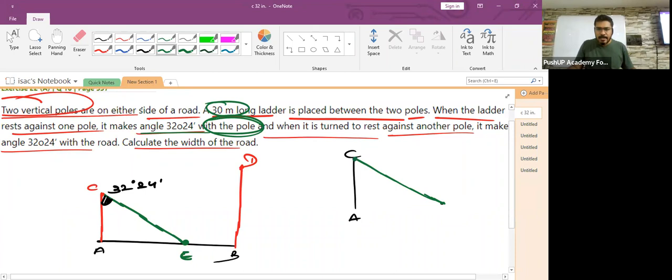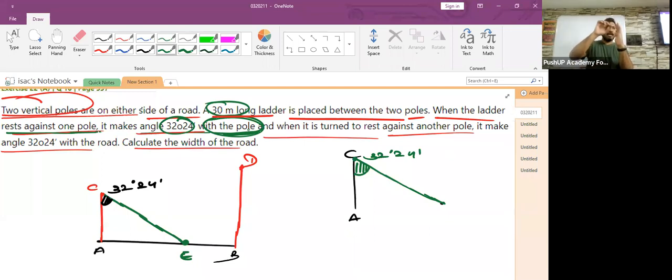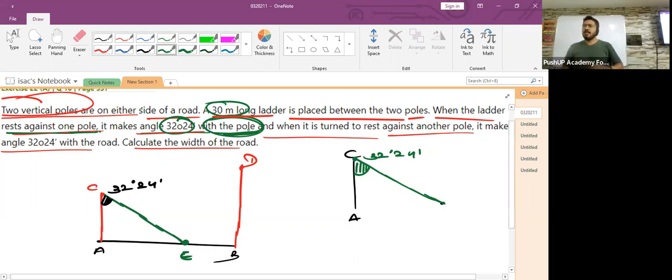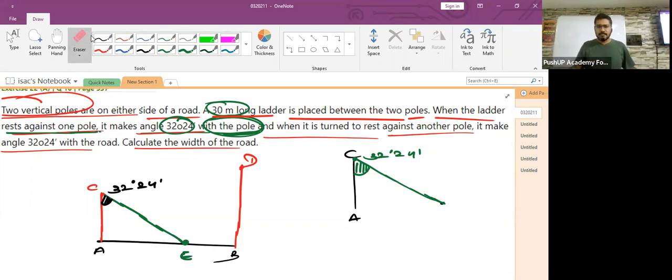So where it is resting at point C, right? When it is resting at point C, what is the angle formed by the ladder with the vertical pole? It is 32 degree and 24 minutes. Read this last part of the sentence, children. When it rests against one pole, it makes an angle of this much with the pole. Okay, with the pole. That means if this is the pole, this is the ladder, this angle formed is what? 32 degree and 24 minutes. First part is clear? All right, let's learn the second part.